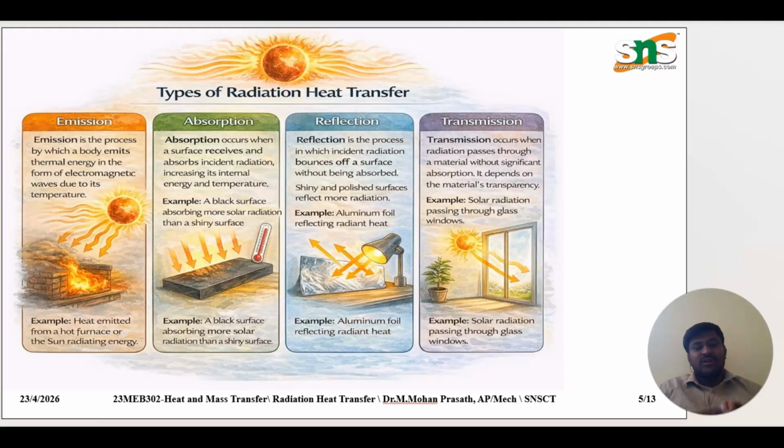The next is absorption. Absorption occurs when a surface receives and absorbs radiation. By absorbing energy, the temperature will increase. An example of absorption is a black body, which absorbs more solar energy. Next is reflection. Reflection is the process in which incident radiation bounces off the surface. The best example of reflection is aluminum foil, which reflects the sun's radiation. Next is transmission. Transmission occurs when radiation passes through a material without any significant absorption. An example of transmission is solar radiation passing through glass windows.